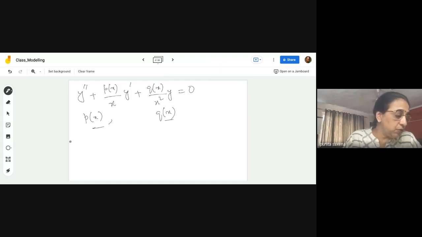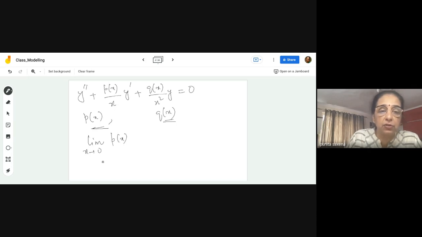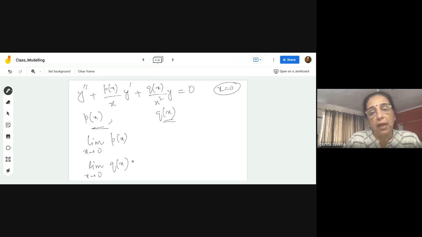So to do that, we have a simple rule: we can find the limit as x tends to 0 of p(x) and the limit as x tends to 0 of q(x). Note that we are interested in the point x equal to 0 only, so that's why we are evaluating this. Had it been the other case, we would have evaluated the limit as x tends to a of p(x) and of q(x). In case both these limits are either finite or 0, then we assume that both p(x) and q(x) are analytic at x equal to 0.